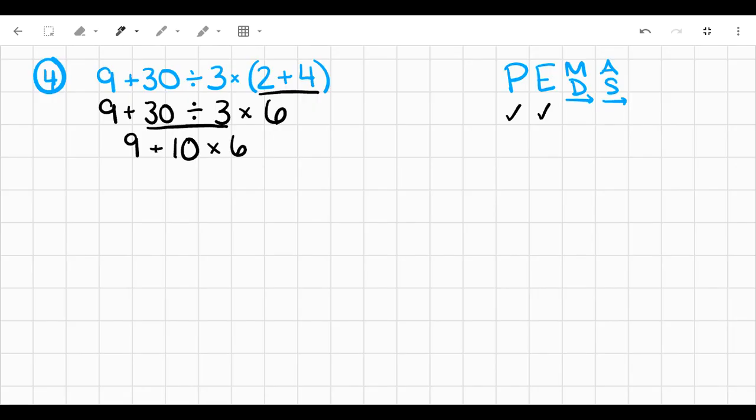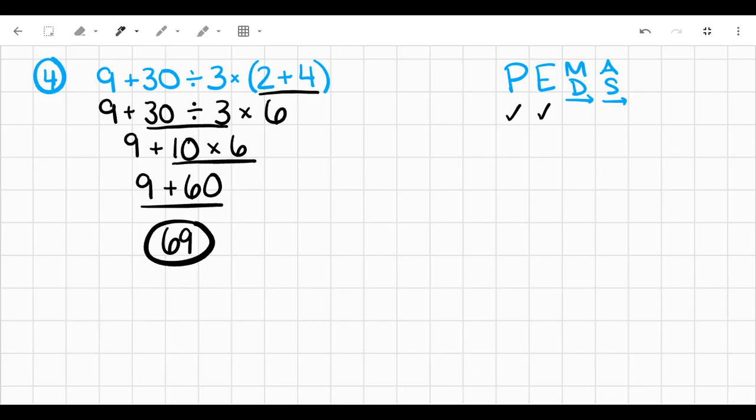Now I have to think, okay, I have addition and multiplication. Well, multiplication comes first, so I'm going to do 10 times 6 first, and 10 times 6 equals 60. I'm going to bring my 9 plus down, and that means the only thing left I have is addition, and 9 plus 60 is 69. So when I simplify this expression, I get 69.